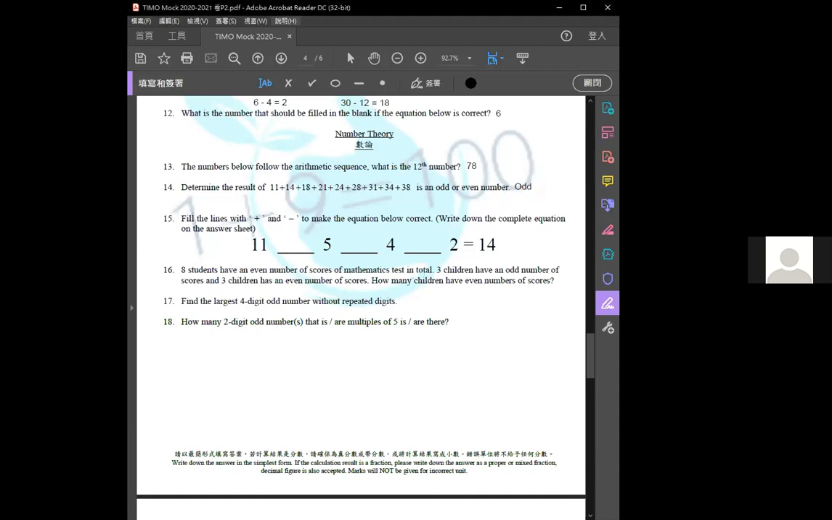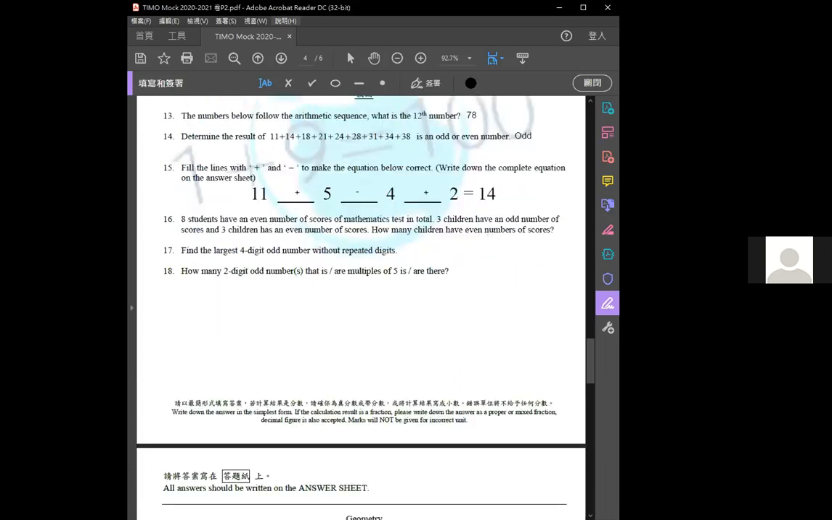And then for question 15, fill the lines with plus and minus to make the equation correct. So we have 5, 4, 2. That means there's like 11 at most. So this one is plus. Okay, I just typed it wrong. It's plus. This one is minus. This one is plus. It's like plus 5. So the difference here is 3. We need plus 7 minus 4 is 3. So this is plus, minus, plus. So this one we don't need to explain in detail, but it is pretty easy.